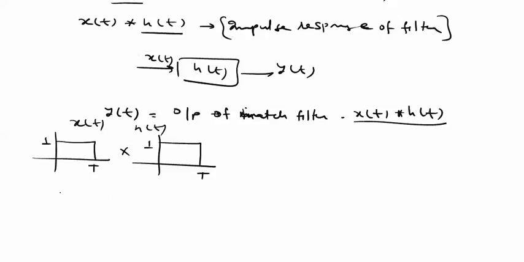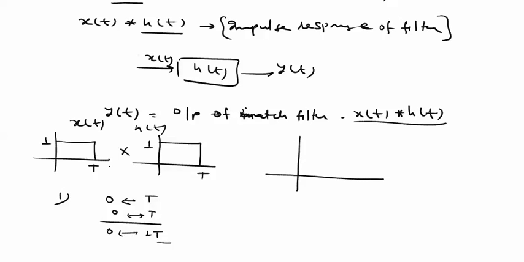For convolution, first we add the lower limits, and the result will be expanded from 0 to 2T. If two pulses of the same duration are convolved with each other, the result will be a triangular pulse. The range comes from here, 2T. The height of this triangle is the area of the first times the area of the second, T times T, so T square is our complete area.